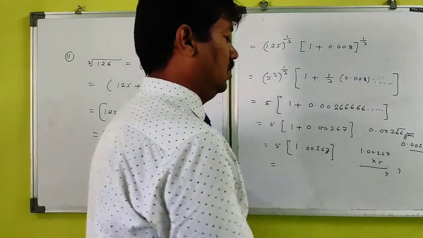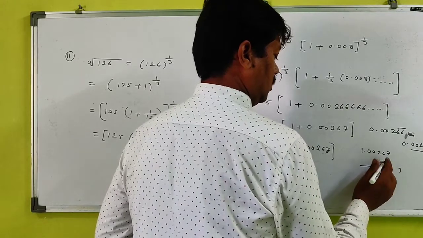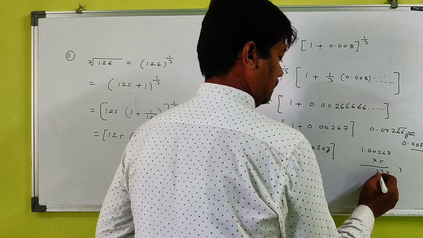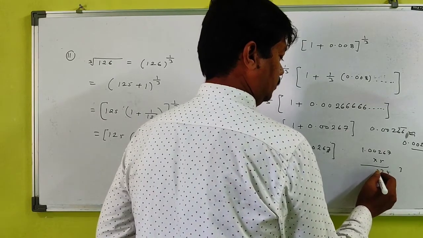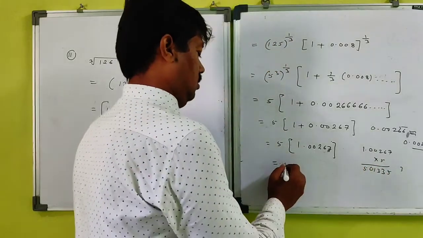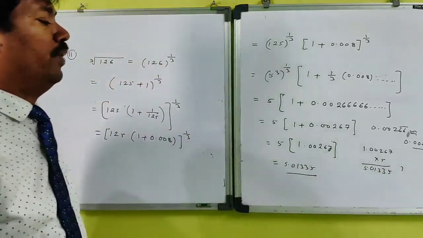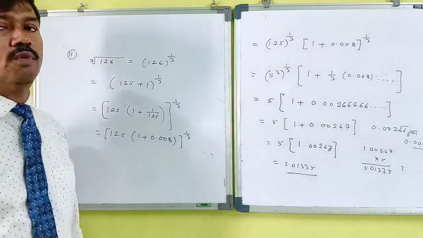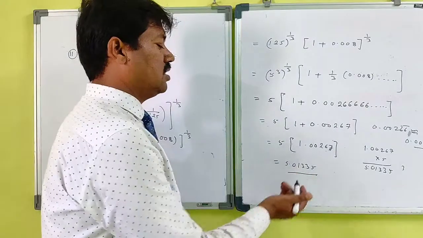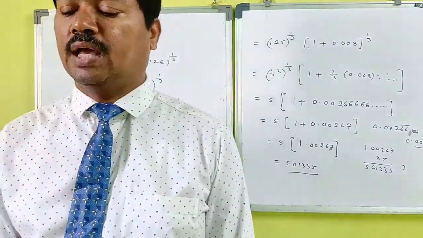5 times 7 is 35, 5 times 6 is 30, 30 plus 3 is 33, and so on. So it is 5.01335. That is the value for the cube root of 126. It is obviously an approximate value up to 5 places, so we can write this even as 5.0134. But this is the way to calculate this.